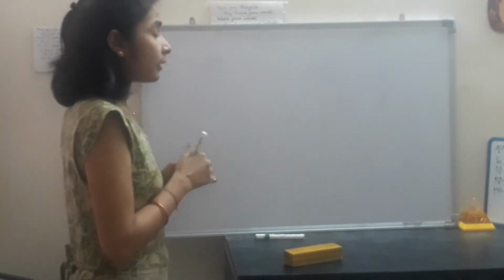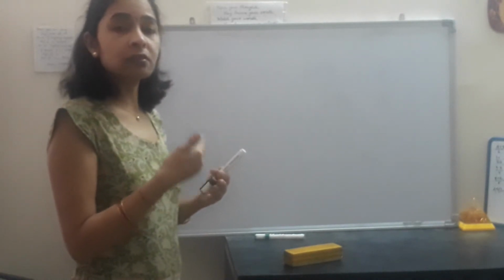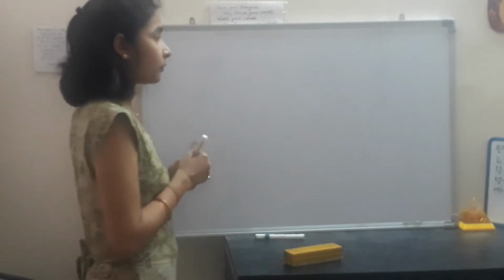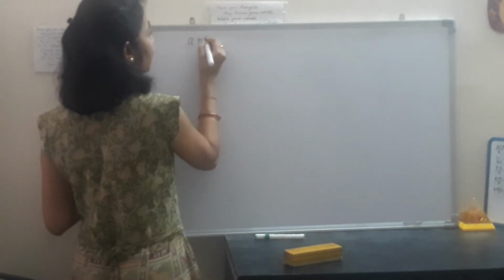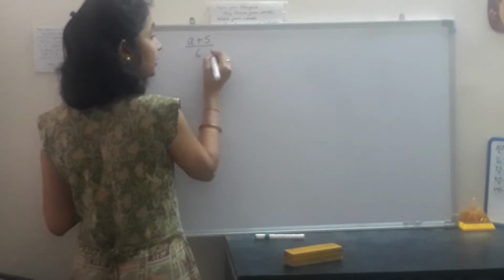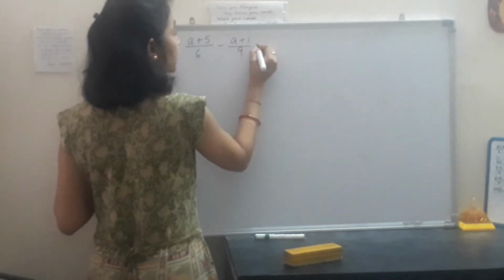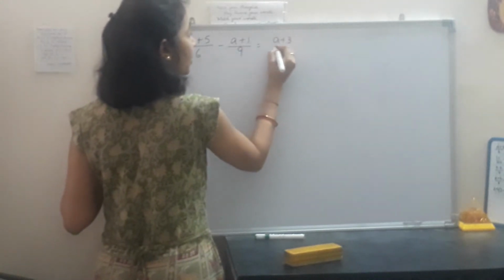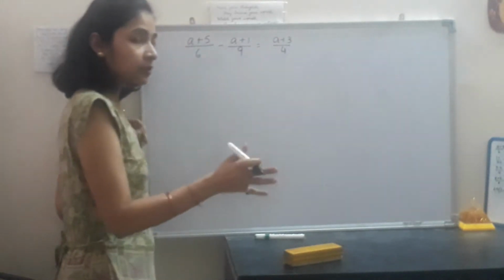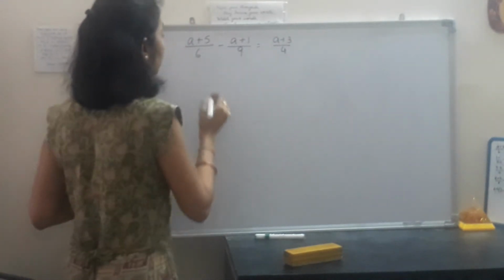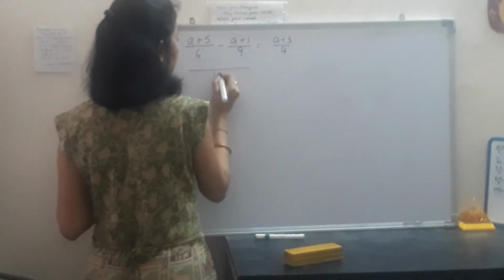Now we are taking some complicated linear equations in one variable to solve. Let's start with the first one. The first one is (a + 5)/6 - (a + 1)/9 = (a + 3)/4. Now these are fractions, so first we will take the LCM. The LCM of 6 and 9 is 18.